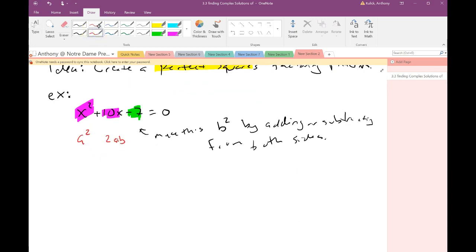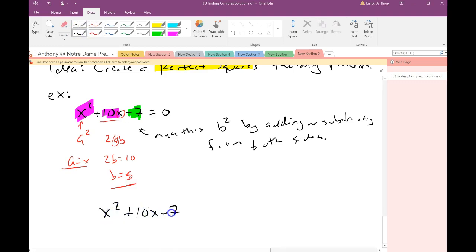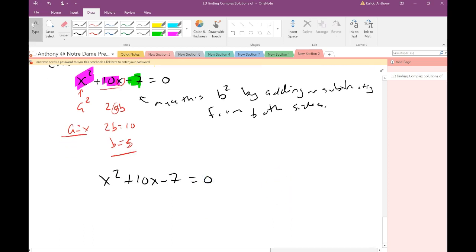So if x squared is a squared, a must be x. And if a is x, then 2b has to be 10, because the a is the x part. So that tells me that b is 5. So now that I know this, I'm going to go and add b squared to both sides.